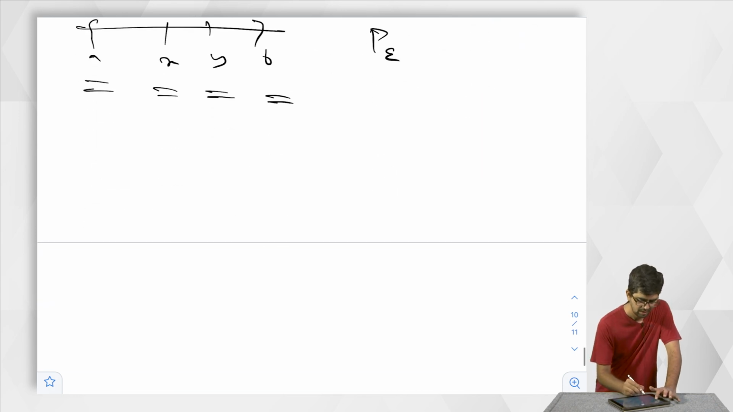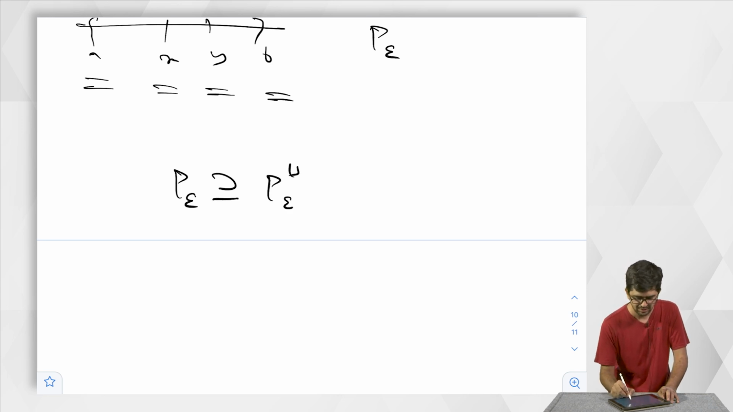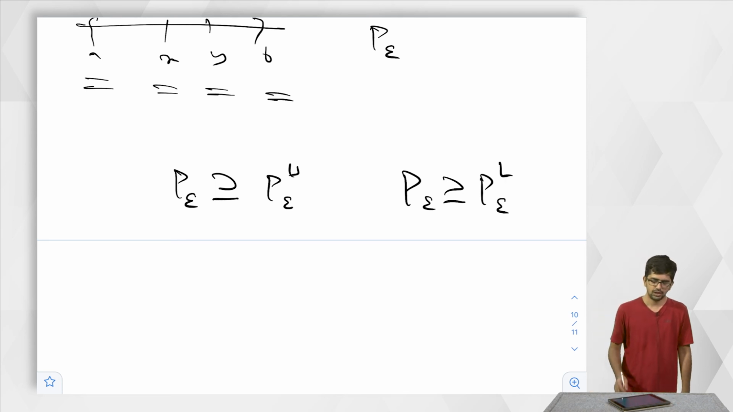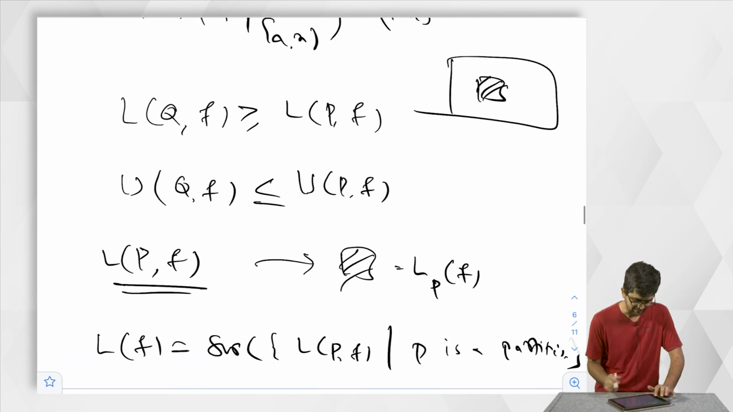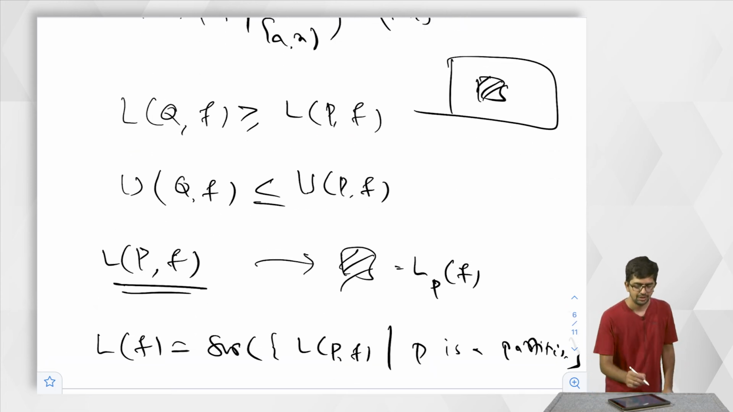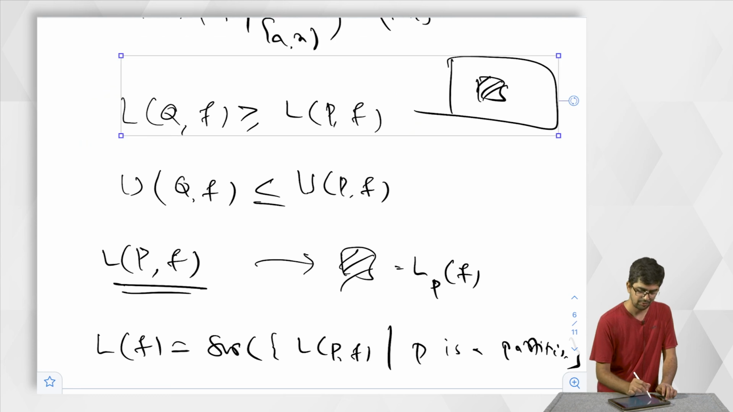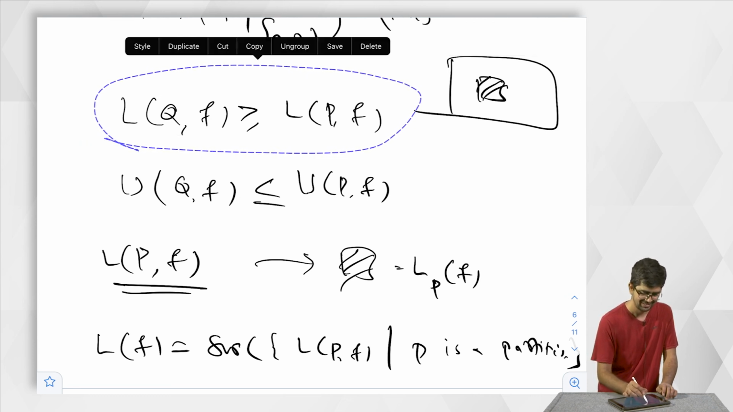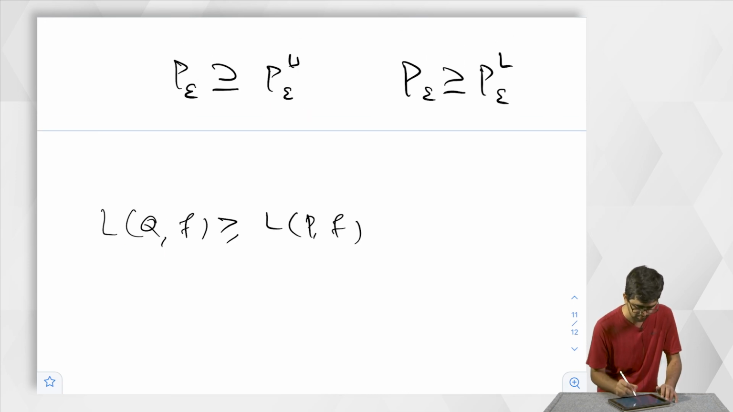Now what? I should go back and check. So P_epsilon is a refinement, means what? This is contained in P_epsilon of U, contained in P_epsilon of L. Now, if Q contains P, then we know what is the relation between L(P, F) and L(Q, F), right. What is it? Yeah, if P is contained in Q, L(Q, F) is greater than L(P, F). So, let me copy paste, I might forget, because again I have to prove it again if I have to use it there. So, P is contained in Q, so we have this. Here I should just replace this with P_epsilon of U, and this I will replace with P_epsilon of L.